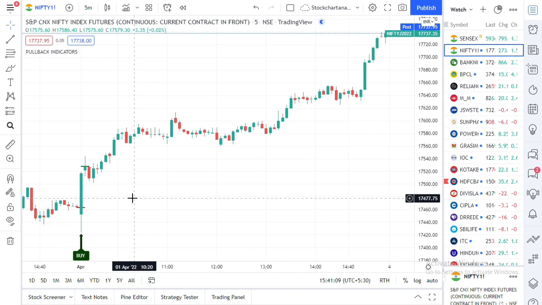If you trade in options, then you can enter the trade on the basis of futures. When the next candle gives you confirmation, you can buy at the money calls or puts with a stop loss of 20 to 25% and keep a target of 50%.